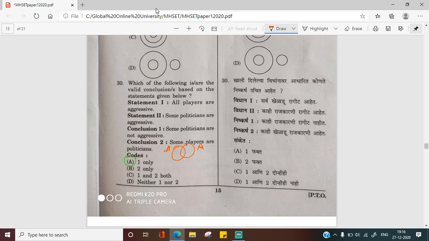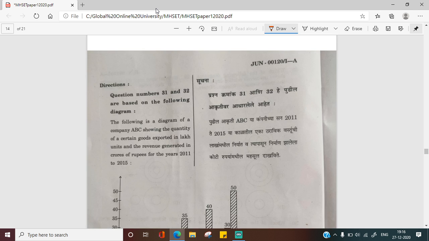Some politicians are aggressive. So, if you see, some politicians are not aggressive. Okay. So, this can be validly drawn from the statement. Hence, the right answer is A.